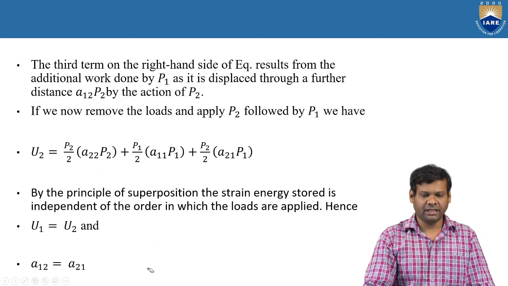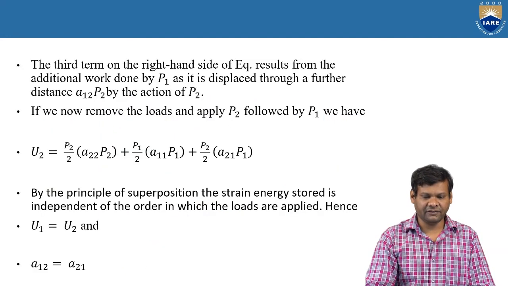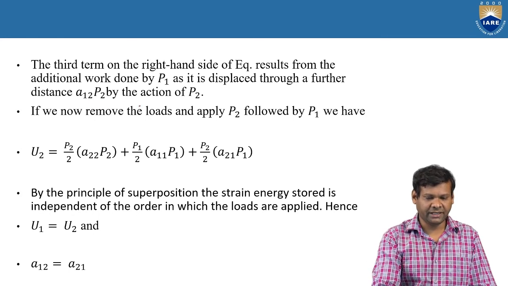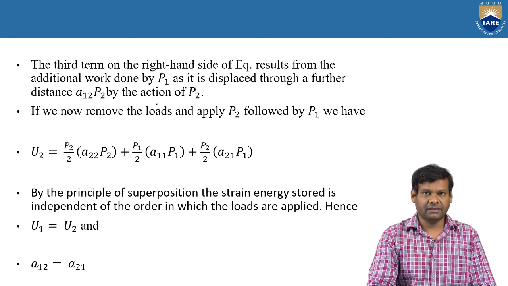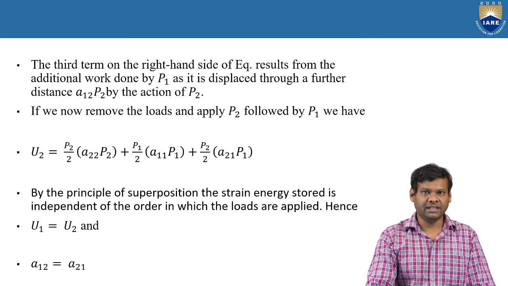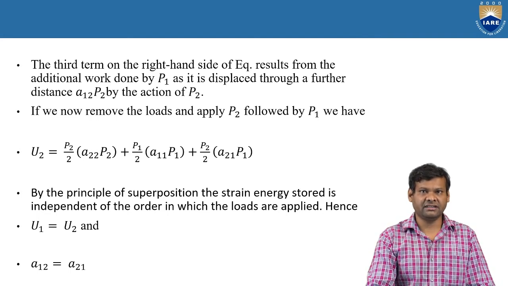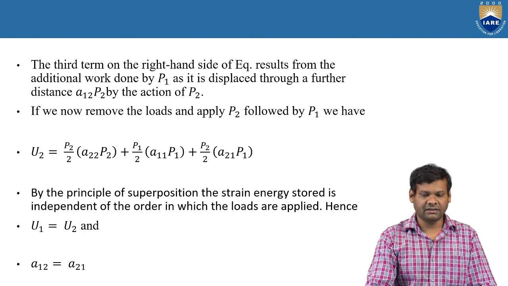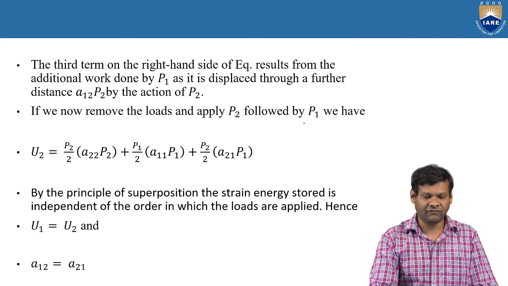The third term on the right hand side of the equation results from the additional work done by P1 in the displacement through the further distance A12 P2 by the action of P2. When we apply a load in the direction of P2, there is some work done along the direction of P1, and that work is done because of load P2. If we now remove the load and apply P2 followed by P1, we have the following equation.